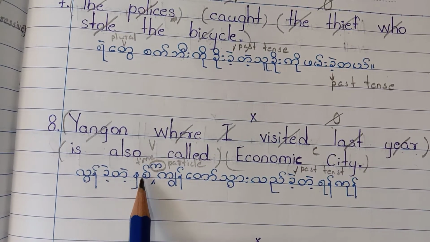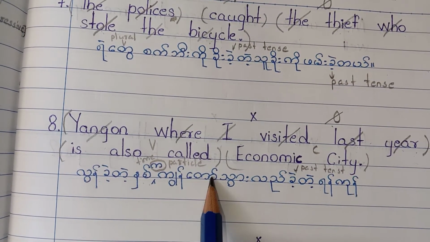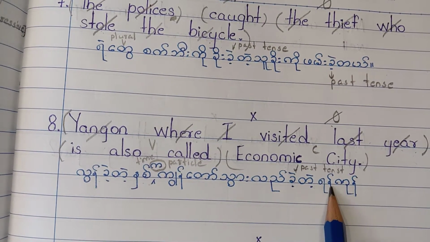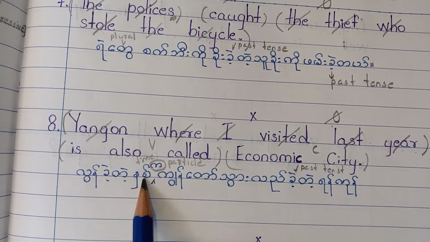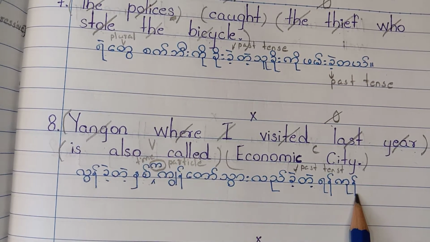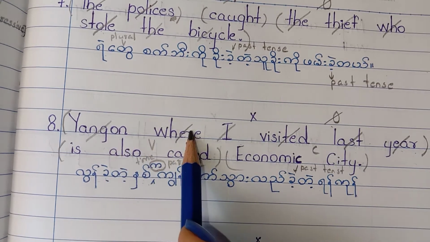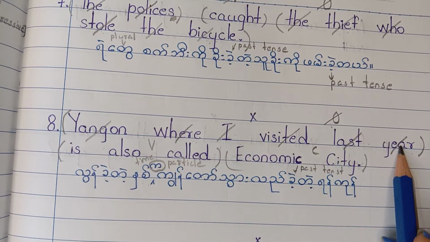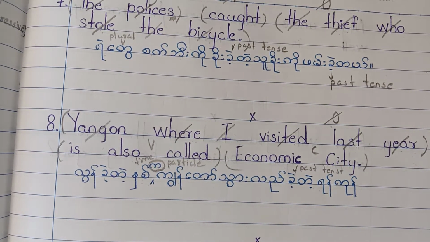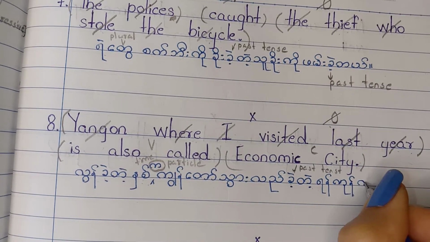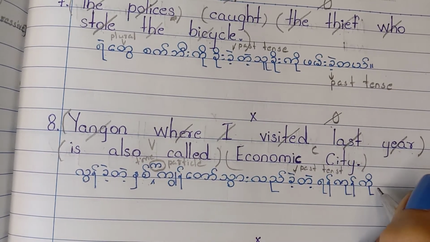So, Yangon, well I visited last year. That is an object. That's why the object marker go is added.